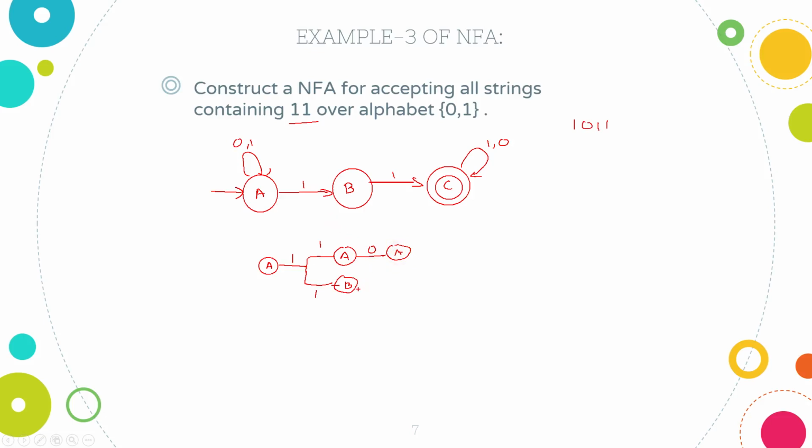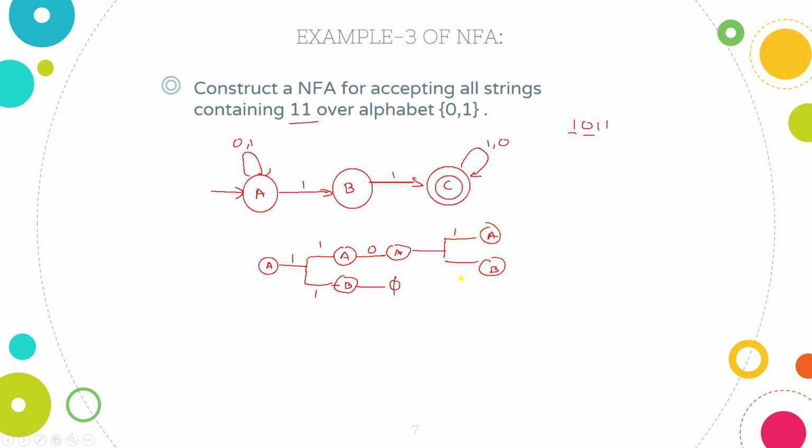Now what about B? If you get an input of 0, what happens then? It's not mentioned, right? So what we'll do is we will actually reach the null state, that is the empty state. Now if you are in state A and you get an input of 1, you can be either in state A or state B again.